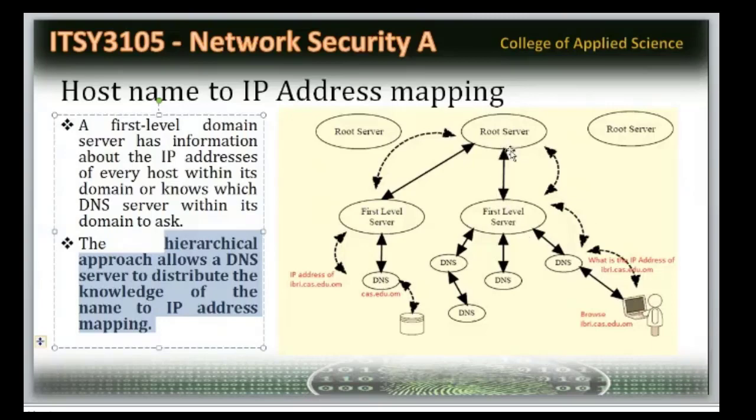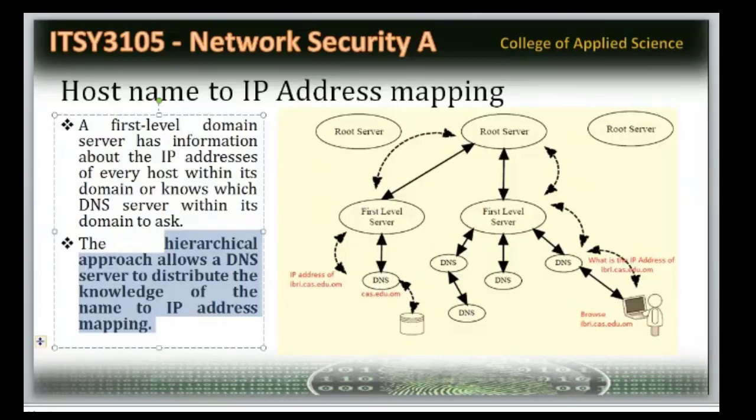Anywhere you will get it. So you will get the IP address of CAS, that means ibri.cas.edu.om, and then you will communicate with that particular machine. So this is how the concepts work. What we are talking about are networking concepts, that means internet concepts, the concepts which are related to the internet. So, how DNS is working, what are the problems in this, and what attacks are possible on DNS, we are not studying now. We are going to cover it later. Here, we are just going to understand the concepts.